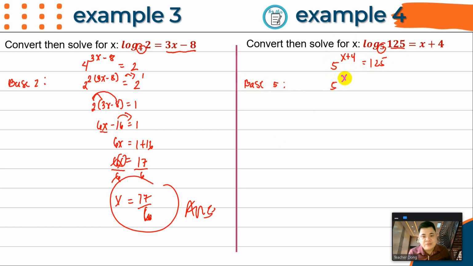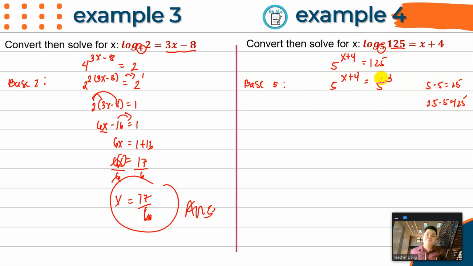Alright? So bring down 5 raised to the power of x plus 4. And then how many 5's will you multiply to get 125? Let's try. 5 times 5 equals 25. And then 25 times 5 equals 125. And then count 1, 2, 3.